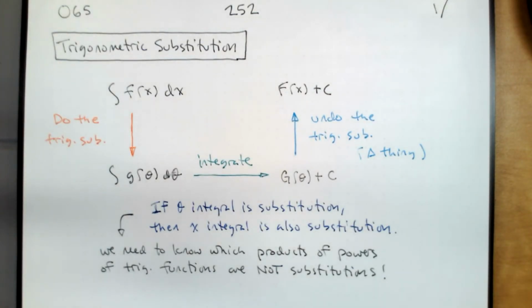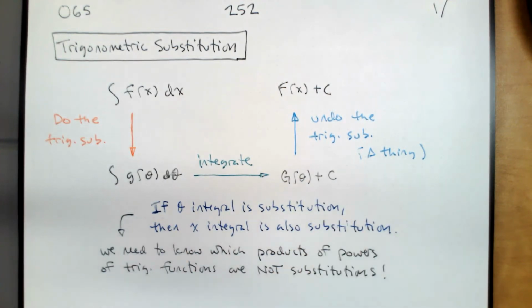So today we want to finish up our trigonometric substitution talk. And it comes down to this. We need to know which products of powers of trig functions are not substitutions. And then we need to learn how to integrate those because they're the only ones that we're going to care about in the context of trigonometric substitution.